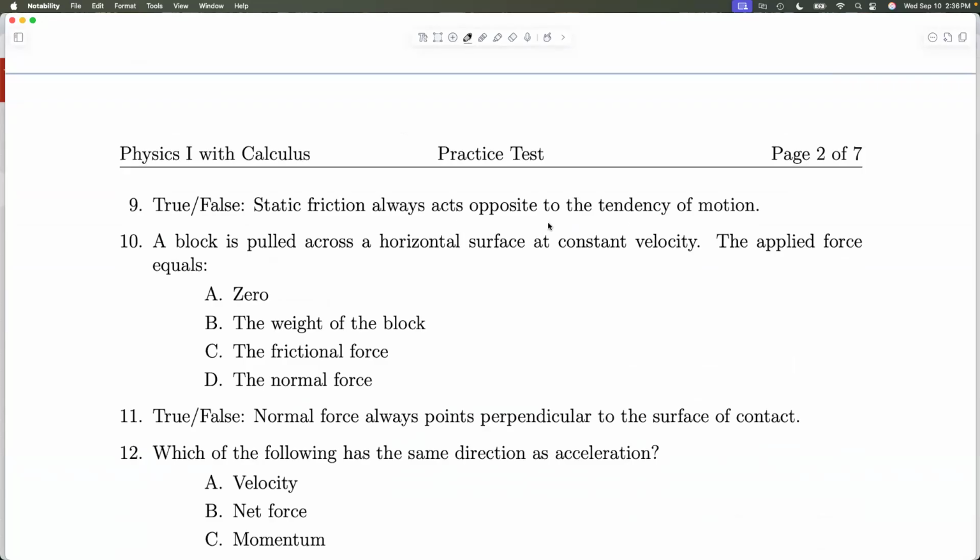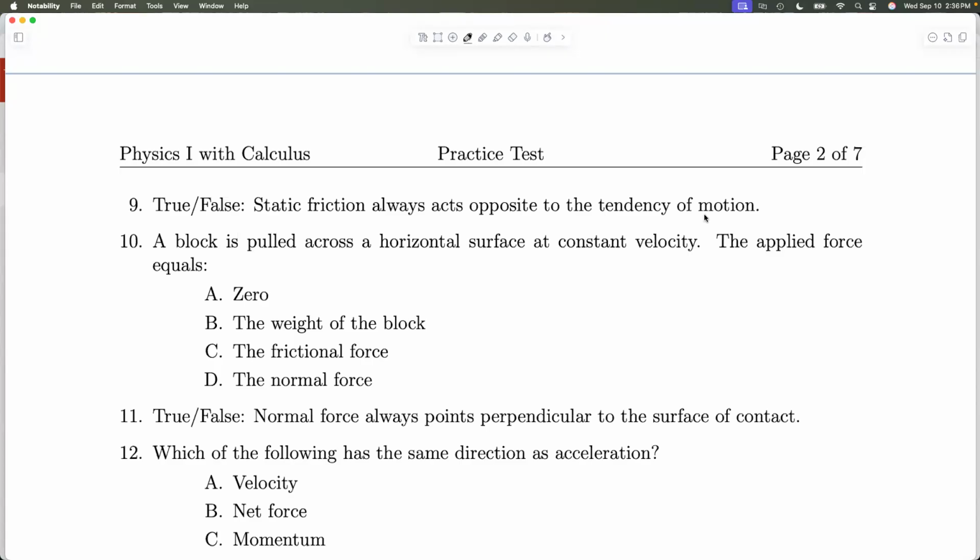Static friction always acts opposite of the tendency of motion. That's worded really weirdly. I'm gonna have to check and see what ChatGPT says. I would never ask a question like that. Friction points in the opposite direction of slipping. In whichever direction slipping would occur, that's the direction opposite from which way static friction points.